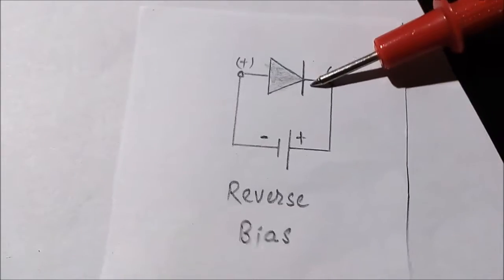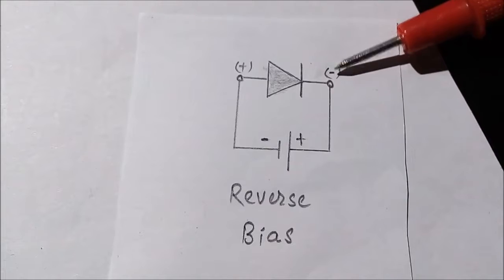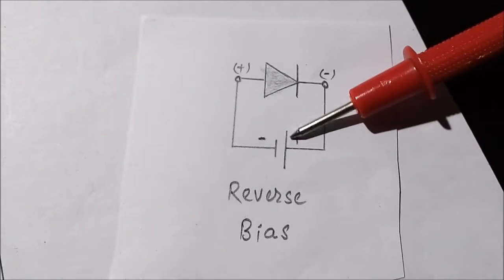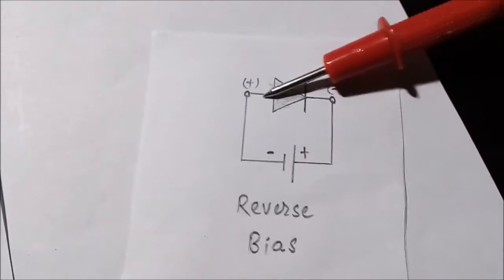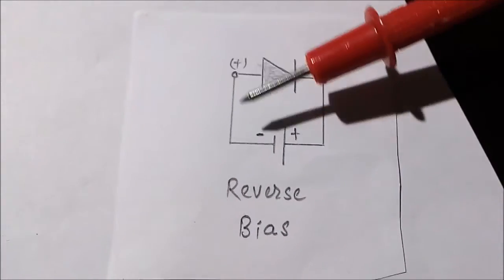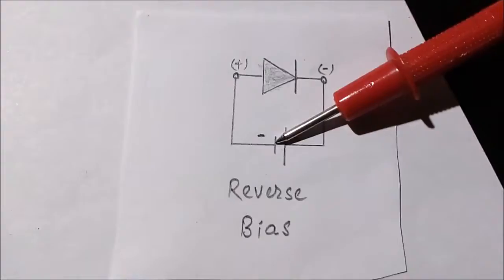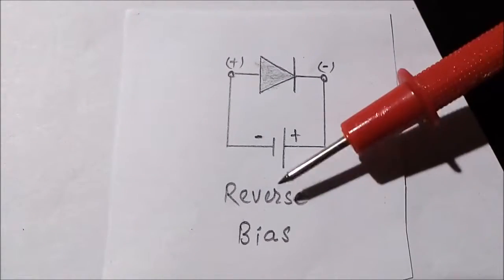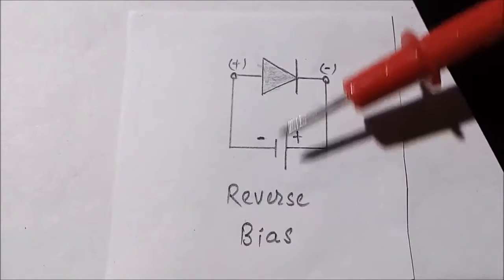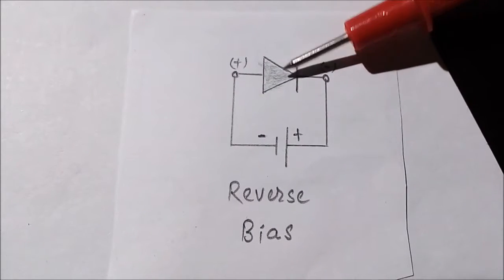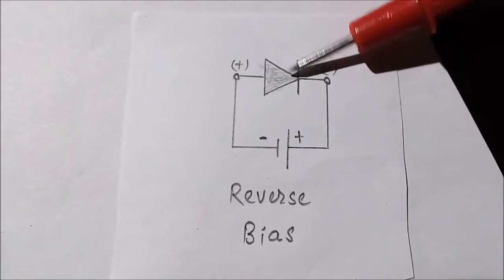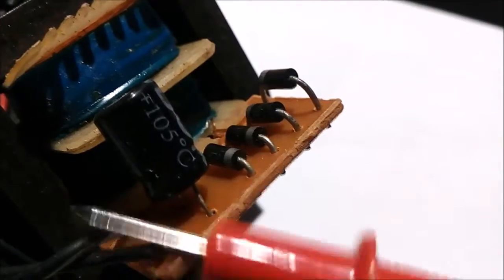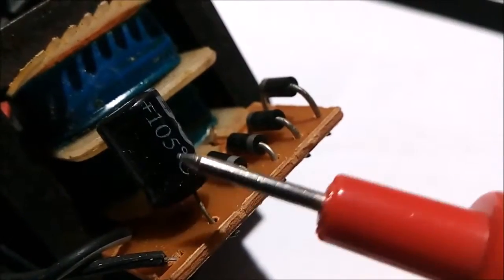Now the second is reverse bias. In the reverse bias connection, the cathode terminal of the diode is connected to the positive terminal of the battery, and the anode terminal of the diode is connected to the negative terminal of the battery, and this is called the reverse bias configuration. In the reverse bias configuration, the diode will not allow current to pass through it. The third element is the capacitor.